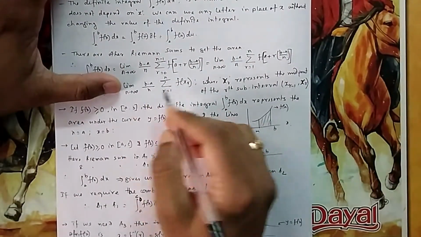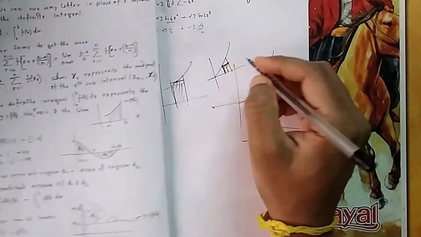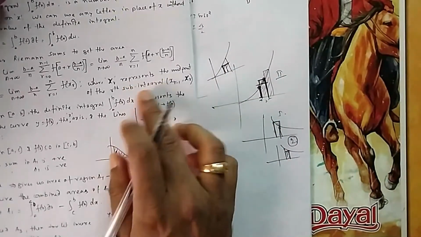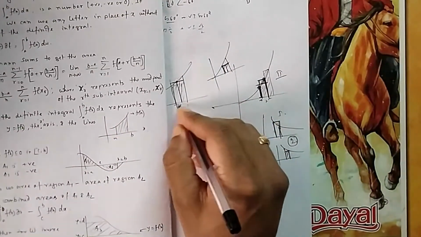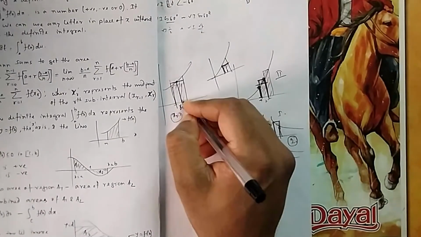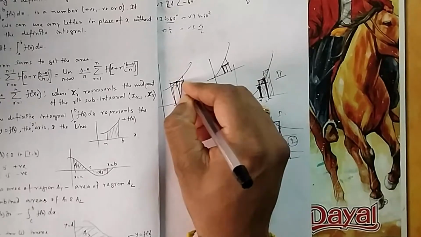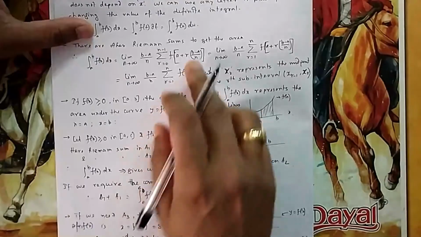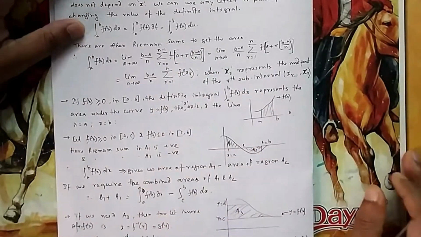Again, n tends to infinity, (b minus a)/n. Now this height is f(x_r'), some height at this point x_r'. What is x_r'? It represents the midpoint of the rth subinterval between x_(r minus 1) and x_r. So between these there is a midpoint. At this midpoint, what is the height? So instead of taking this you take the midpoint height. That is also another way. But generally we take method 1. You can take any one.